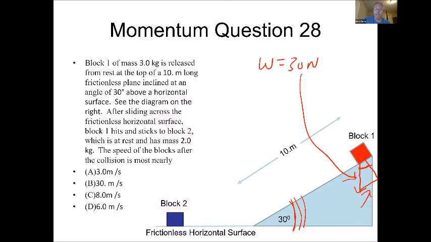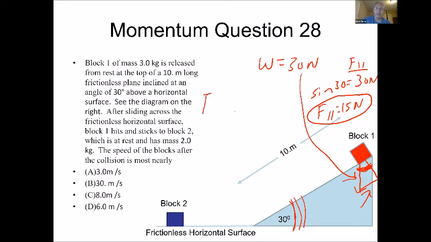of the weight. And to do that, we're going to use sine, and we're going to say the sine of 30, this angle right here, is equal to our opposite side, which is what we're looking for, over our hypotenuse, which is our weight. So multiply that out. Sine of 30 is 1/2. So F parallel is going to equal 15 newtons. All right, so our incline is frictionless. So this force is going to be the net force that pushes our box down the plane.